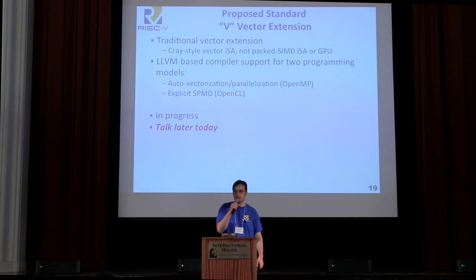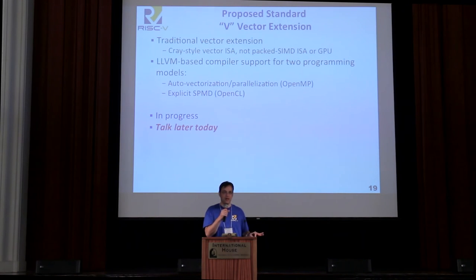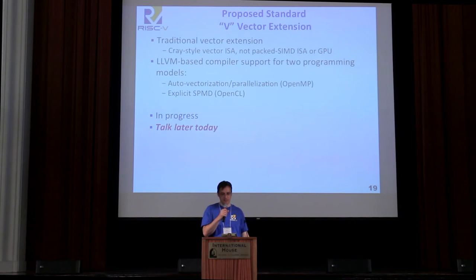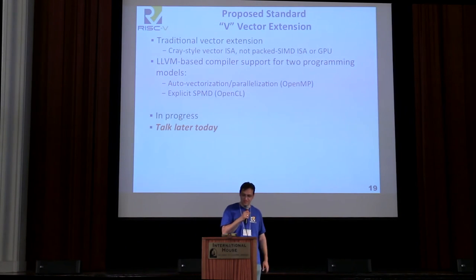One of the things we have been doing is filling out more of the space. We have been looking at a proposed vector extension. I'll talk more about that later today. This is a Cray-style vector ISA, not a packed-SIMD or GPU-style ISA. I'll talk about why we're doing that in the talk. But the idea is to support principal data parallel programming models, auto-vectorization, implicit parallelism with OpenMP, as well as explicit parallelism with OpenCL. We're working on this. I've spent half my life working on vectors, it turns out.